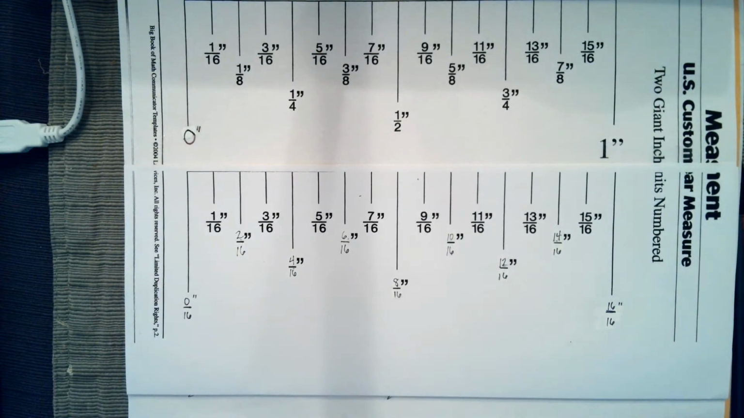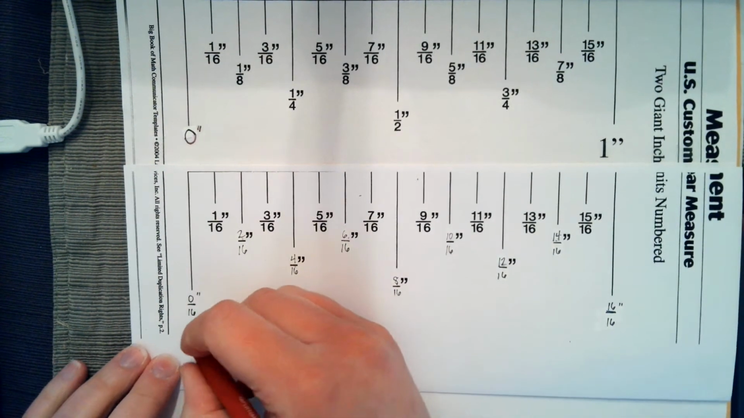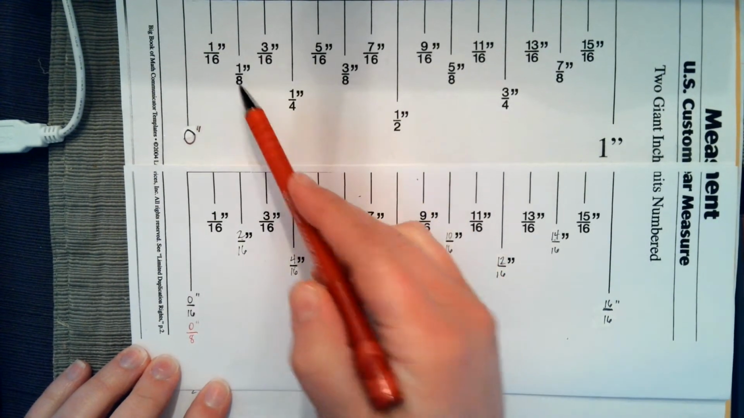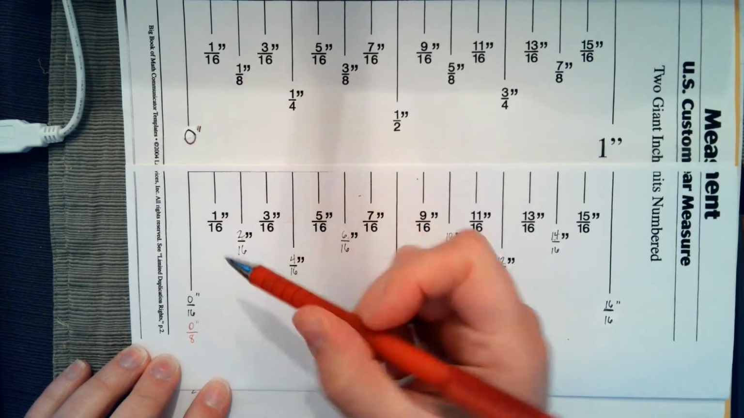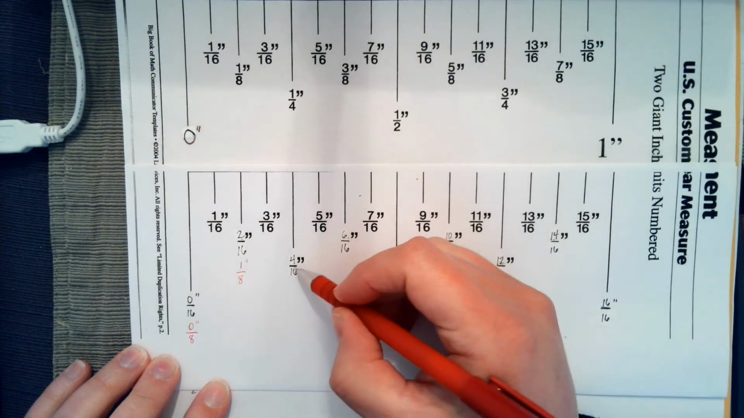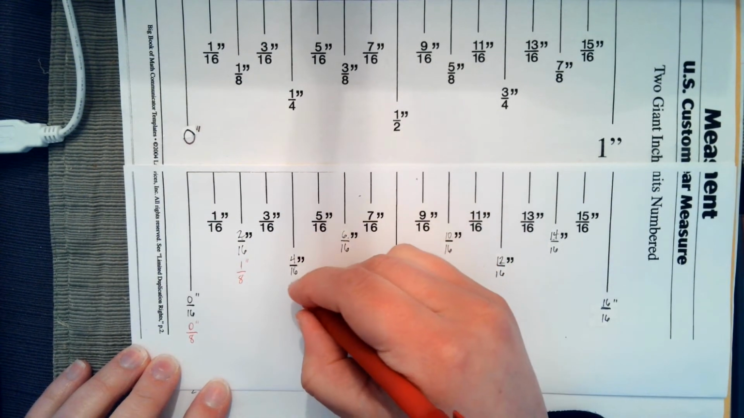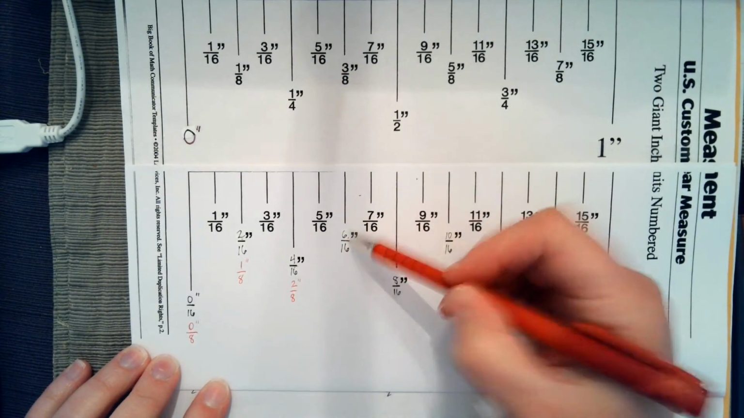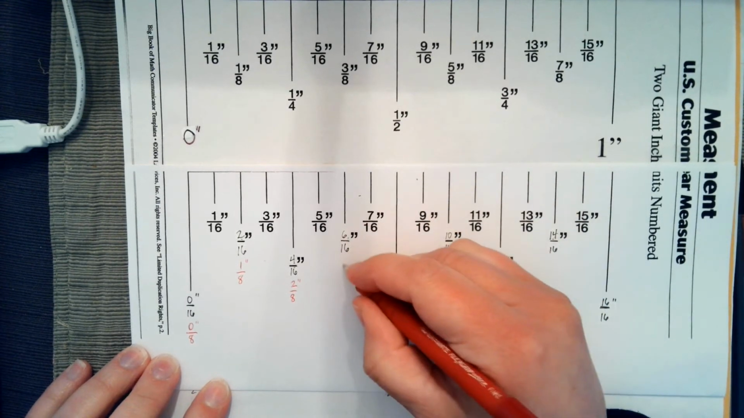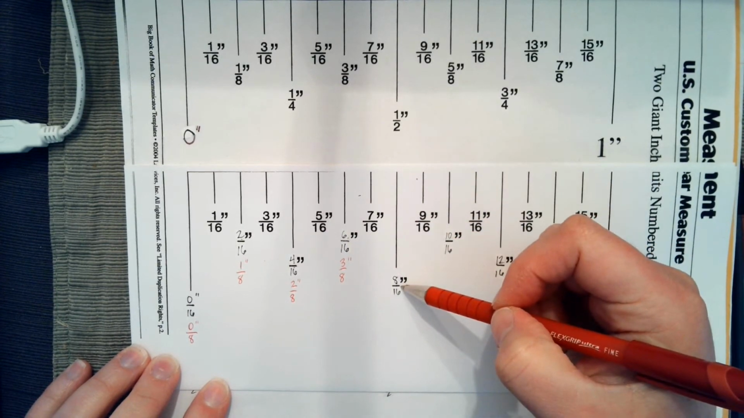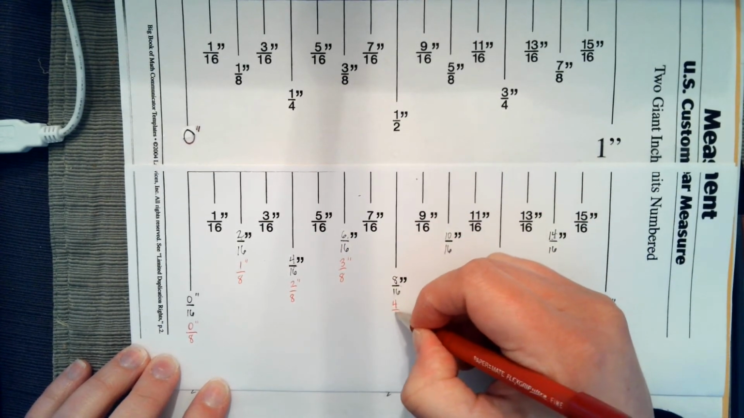Next, let's go through and identify the eighths, starting at 0. So 0 would also represent 0/8. But if we look at our ruler up here, here's where our first eighth is. So 2/16 is also 1/8. We have 4/16. This would be 2/8. 6/16 says 3/8. Then we have 8/16. That would be 4/8.